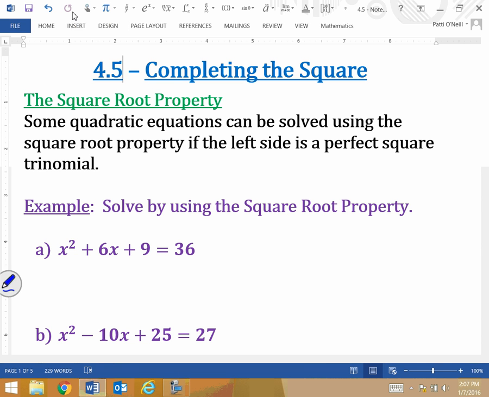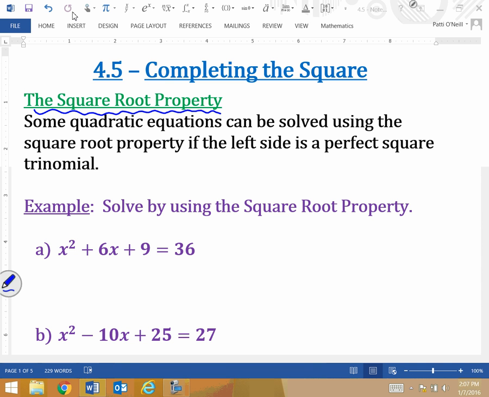Both of those are very valid methods. Factoring can only be done if the function is factorable, and graphing is, I guess, most useful if we can use our technology in case we end up with roots that are decimals. This third approach is going to involve perfect square trinomials, and the first thing that we have to look at is this square root property, because that's going to be part of the whole process.